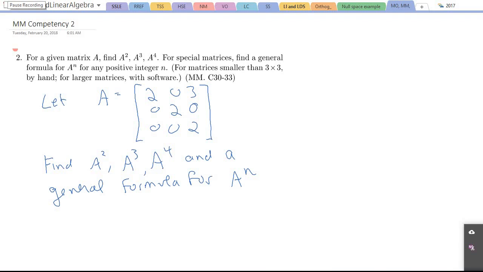Okay, let's look at matrix multiplication competency 2. So here we have a matrix, and you want to find powers of that matrix, A squared, A cubed, A to the fourth, and so on, and a general formula for A to the n. So I invite you to pause this video and go ahead and do that, and I'll prepare to do my part.